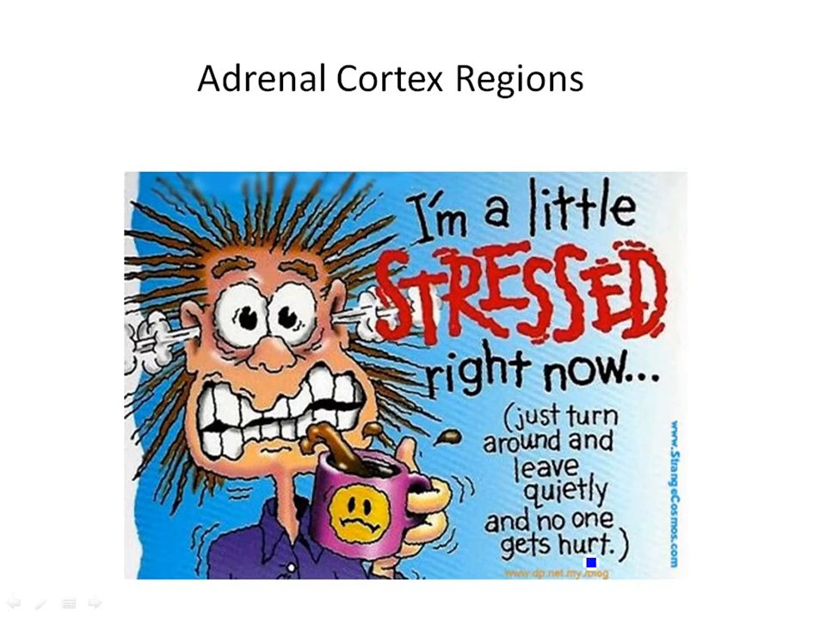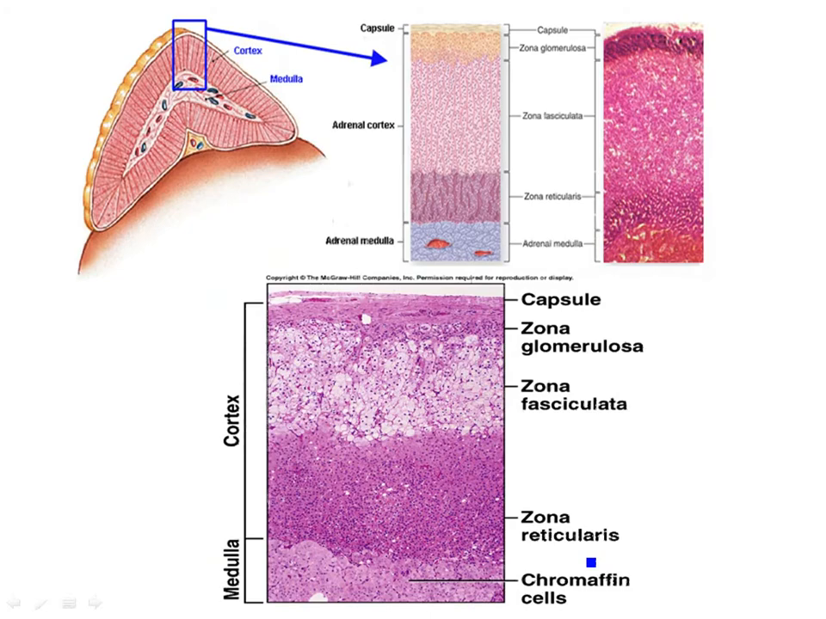Whoa, going the wrong direction there. Let's move to the next slide and look at those layers in a bit more detail. All right, so if we begin with the outermost capsule, down to here you have adrenal cortex. Within the adrenal cortex, we subdivide into the zona glomerulosa, then the zona fasciculata, and then the zona reticularis. Now, here, of course, you have adrenal medulla.